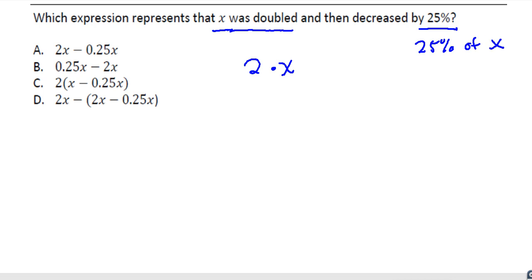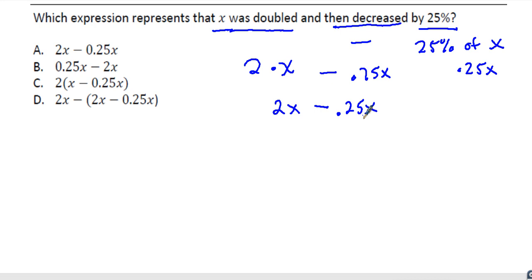25% is not a standalone unless you have a number or a quantity that you're working with. So it's decreased by 25%. Decrease is going to be subtraction. So that's 2 times x, subtracted by 25% of x, which is 0.25x. So 2 times x minus 0.25x is my expression. 2 times x is 2x, minus 0.25x. So that's one way that I could have written it.